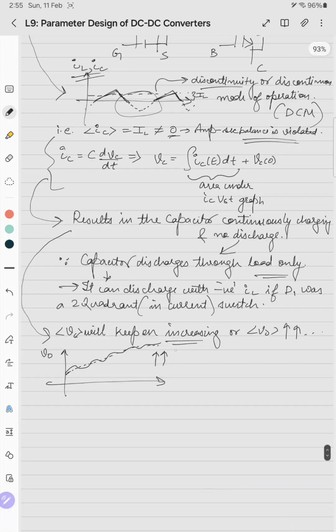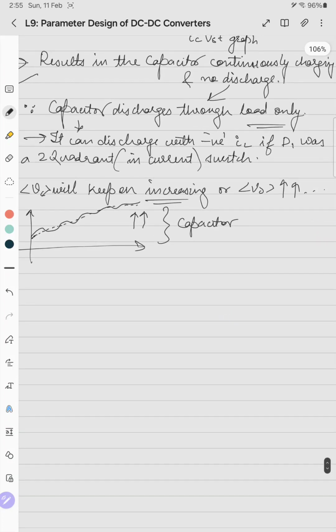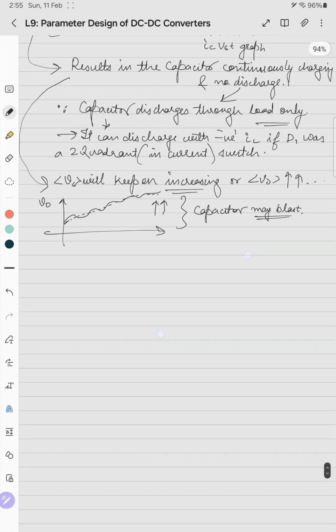This may be a problem. The capacitor may blast because the charges kept on accumulating on the capacitor. So the capacitor may blast and will result in the malfunction of the power converter.